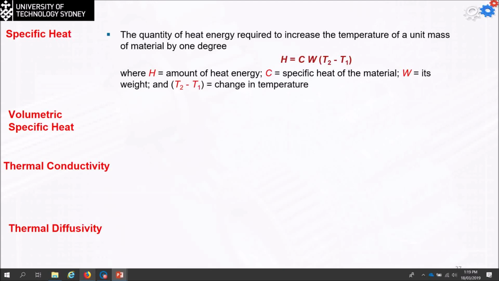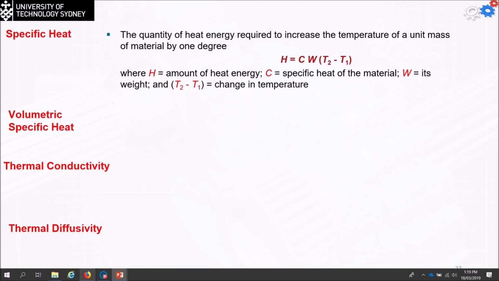And simply it's going to be calculated by using the equation: H equals C multiplied by W multiplied by delta T. H is the amount of heat energy, C is the specific heat of the material, W is the weight, and delta T is the change in temperature we are going to have.